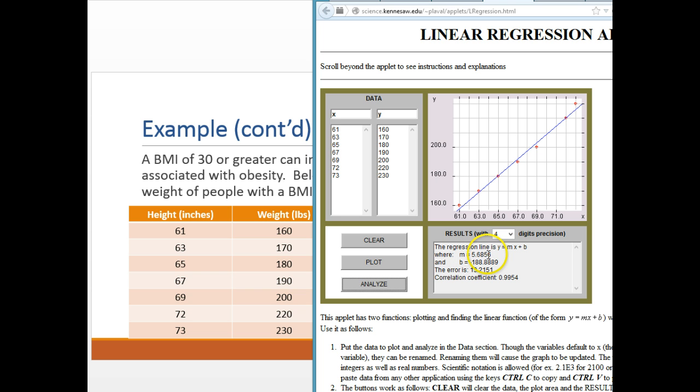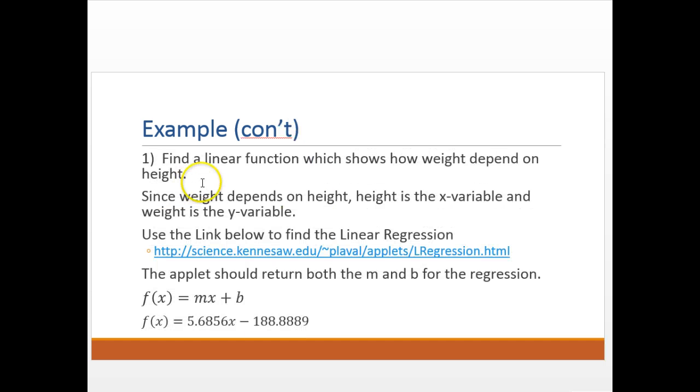It gives us our m, 5.6856. It gives us our b, negative 188.8889. It gives us 2 other measurements, and we will talk briefly about the correlation coefficient. In this case, it's 0.9954. So, the first question that we had was find a linear function which shows how weight depends on height.